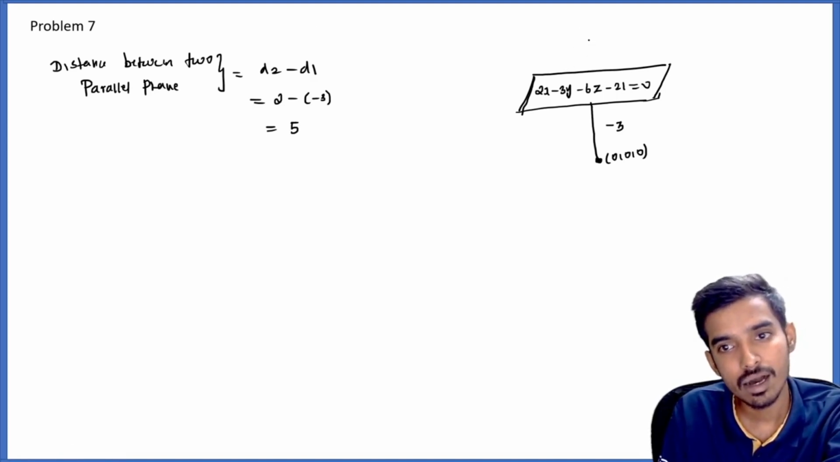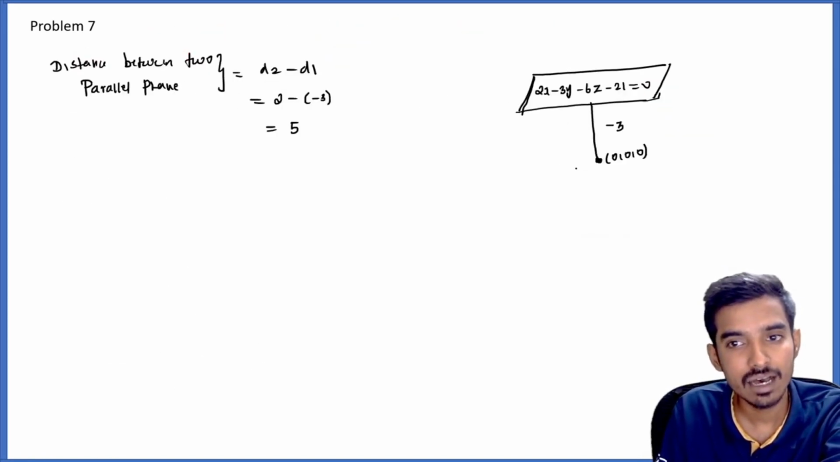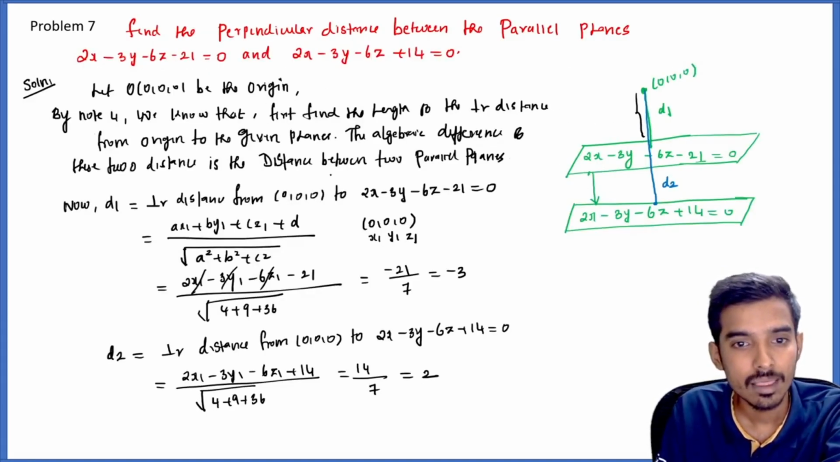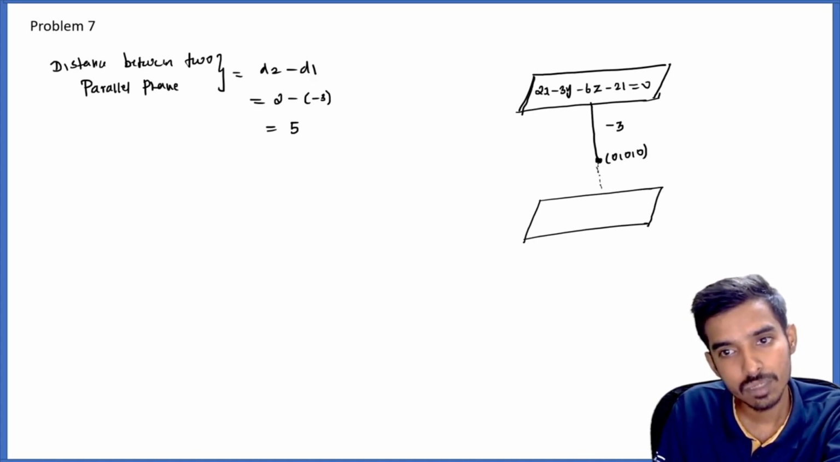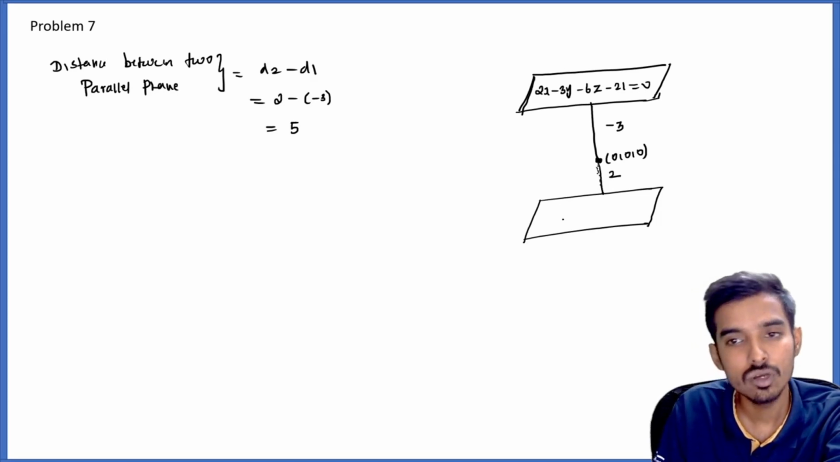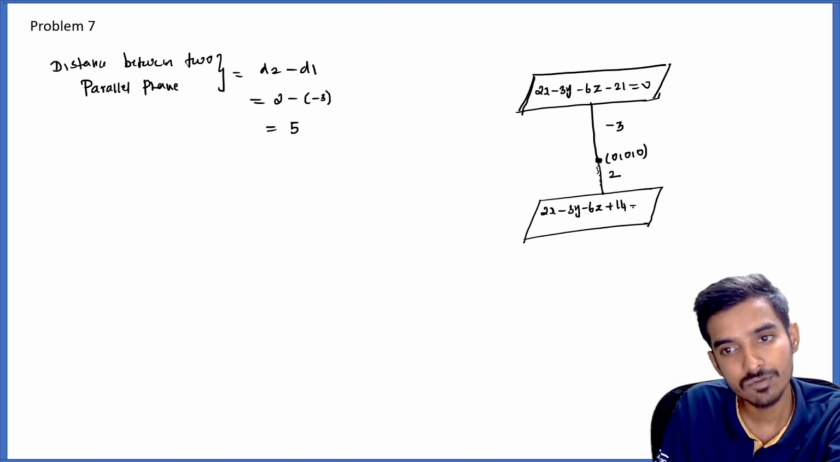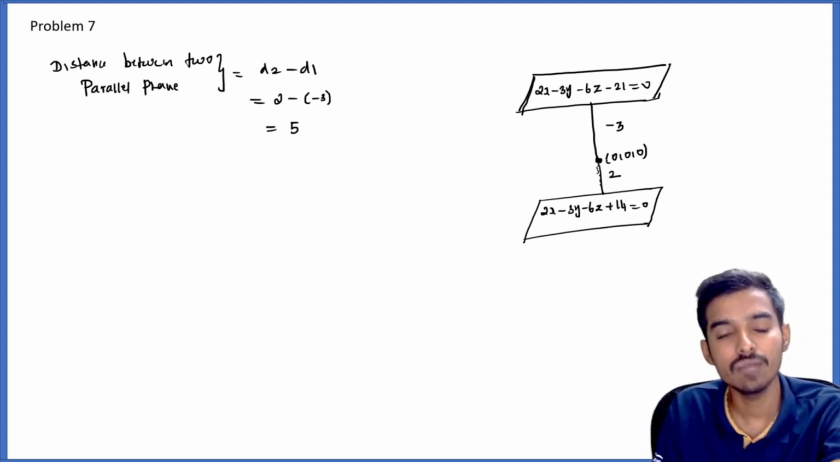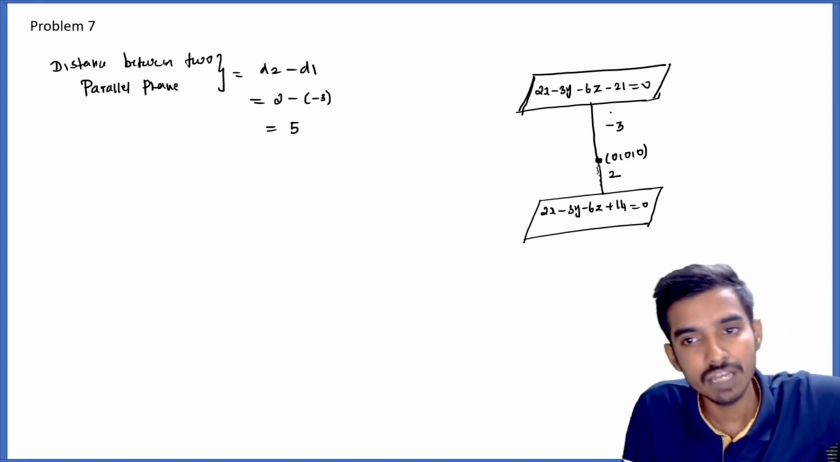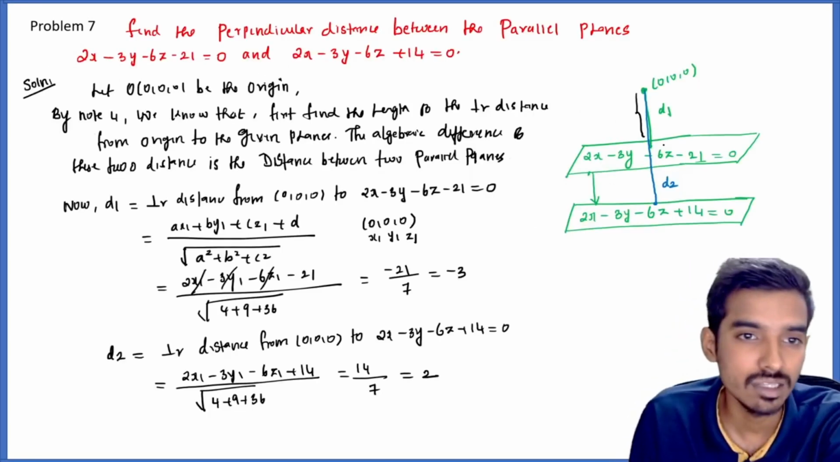Now similarly, what is the distance of the second plane? The perpendicular distance from the origin to the second plane is 2. So this will be 2, and this plane is 2x minus 3y minus 6z plus 14 is equal to 0. What is the distance between both planes? It is nothing but 5, right? Here we have 2, here we have 3. Overall, the distance is 5. So this is the exact diagram for the given planes.